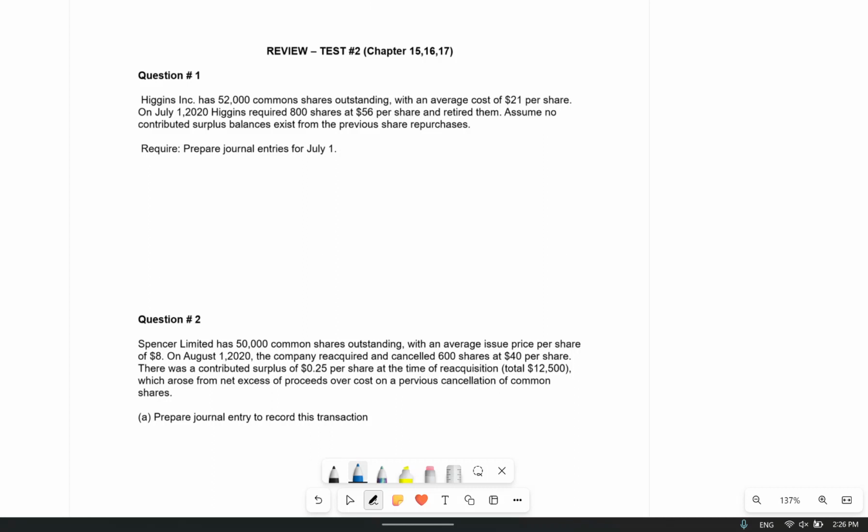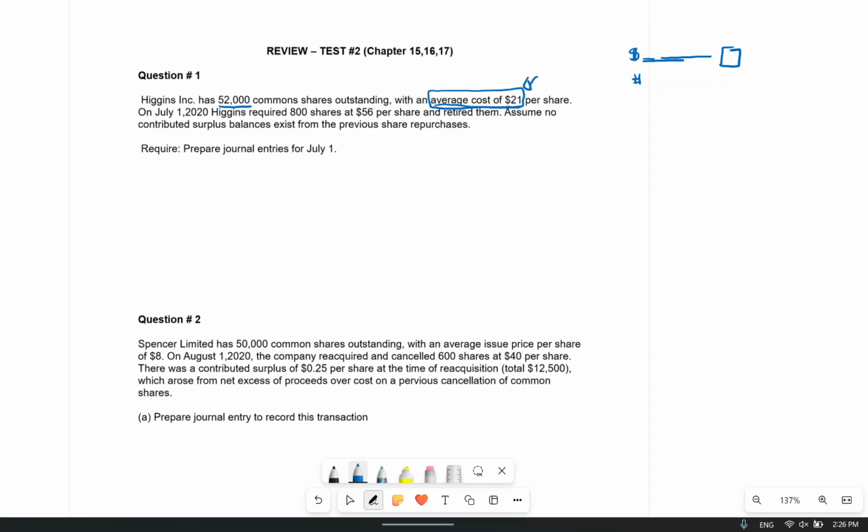In this case, Higgins has 52,000 common shares outstanding with an average cost of $21. If they don't give you an average price, you have to calculate it. How do you calculate the average price? It's the dollar value of your shares divided by the number of shares, and that will give you the book value, or what we could call the average price per share. In this case, they told you what the average price is in our books.